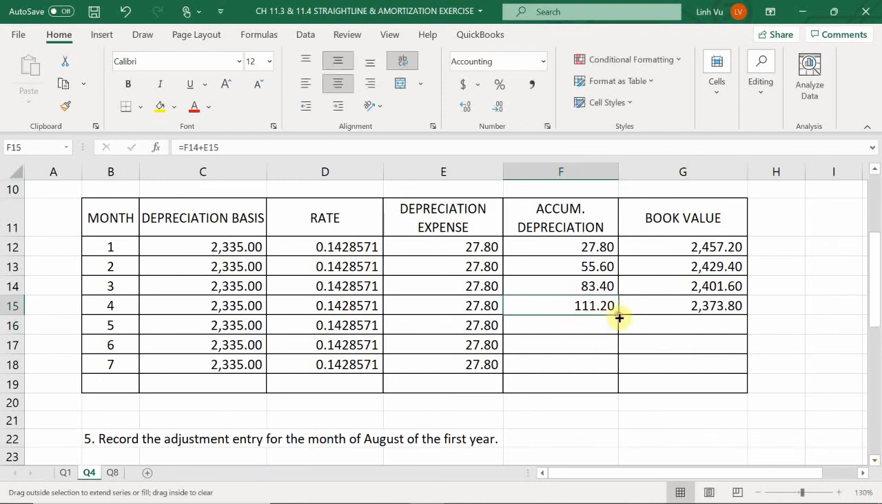139 even, bringing my book value to 2346. Good. Okay. What about the accumulated depreciation for the sixth month? 16680, and book value is 231820. And last but not least, what is the accumulated depreciation for the seventh month?